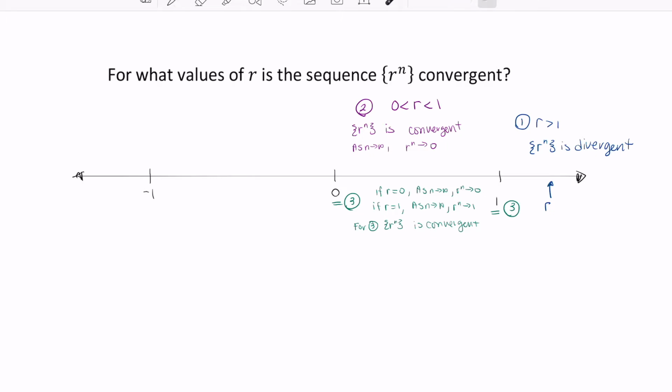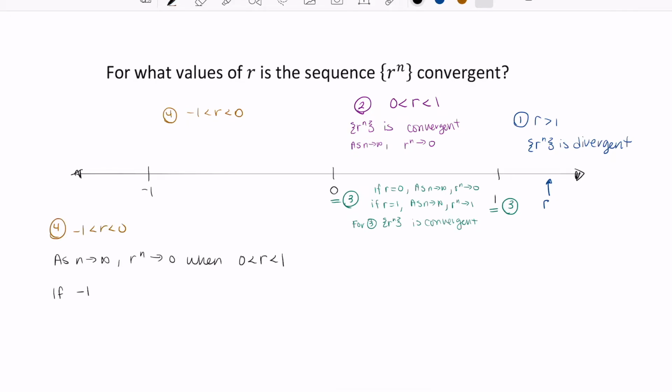Next, let's consider the case where r lies between -1 and 0 in this region. So we could, again, name a fraction and multiply it to itself and show that it goes closer to 0. But instead, we already know: notice if this inequality here does hold, then 0 is less than the absolute value of r is less than 1. So as n approaches infinity, the absolute value of r to the n also approaches 0. So in this case, we again have a convergent sequence that is approaching 0.